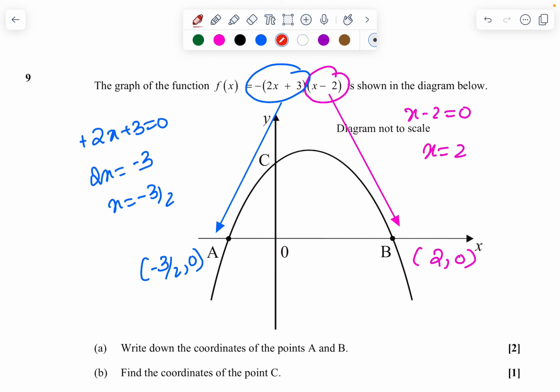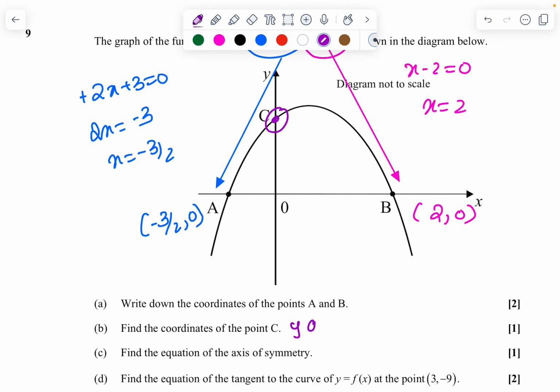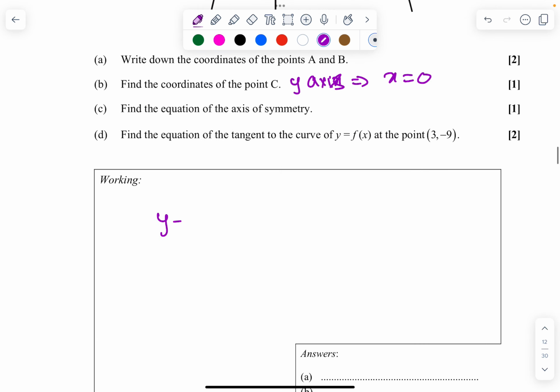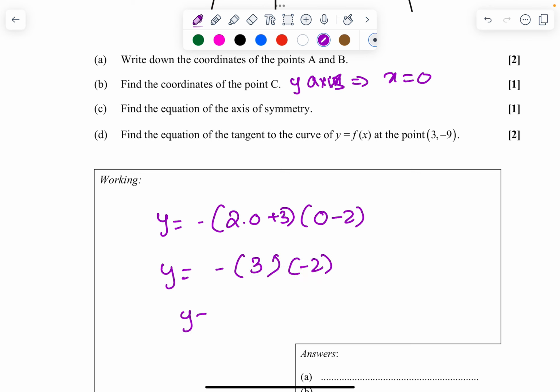Find the coordinates of the point C. Where is C? C is on the y-axis. Y-axis means nothing but what? It implies x should be equal to 0. Plug in x equals 0. So y equals minus 2 times 0 plus 3, times 0 minus 2. So y equals negative 3 times negative 2. So y equals 6. So the point C is (0, 6).